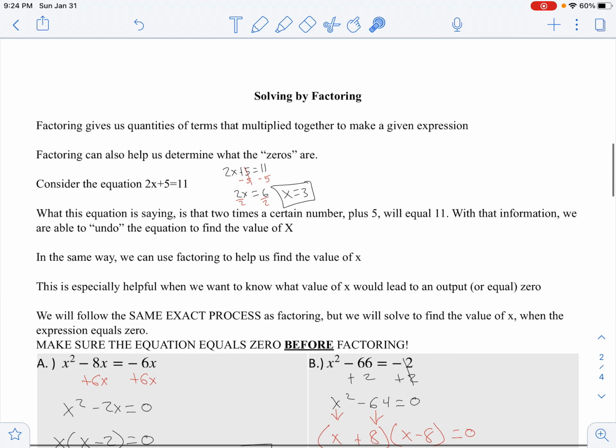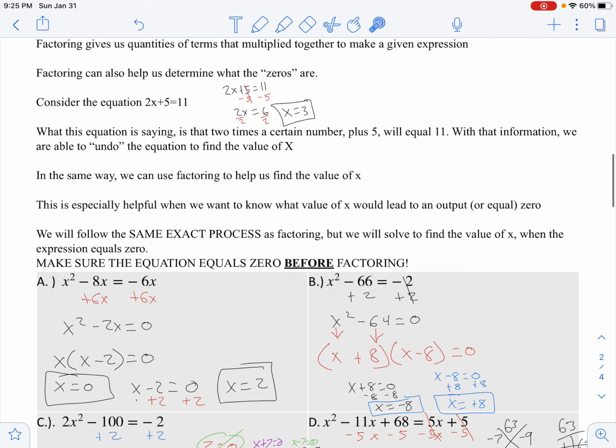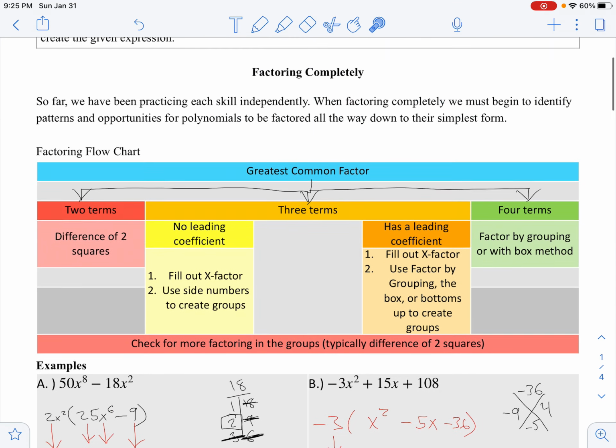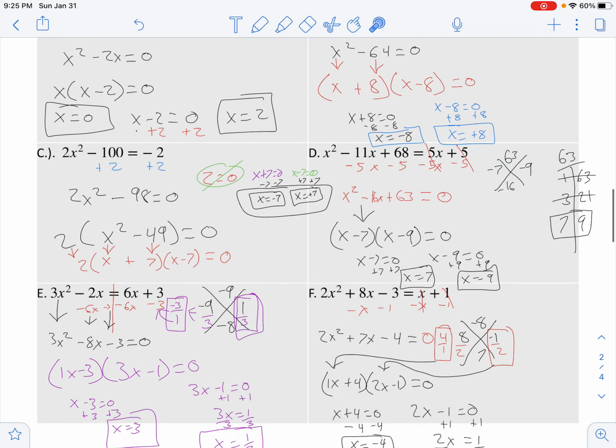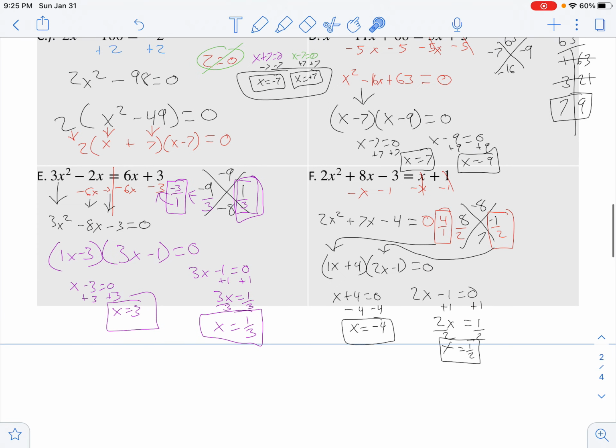So when we are solving by factoring, we are setting everything equal to 0 before doing our factoring. Once we've set everything equal to 0, we find our greatest common factor. We see if it's 2, 3, or 4 terms. We follow the steps depending on which. And the only difference then at the end is that we set every group equal to 0 and solve.